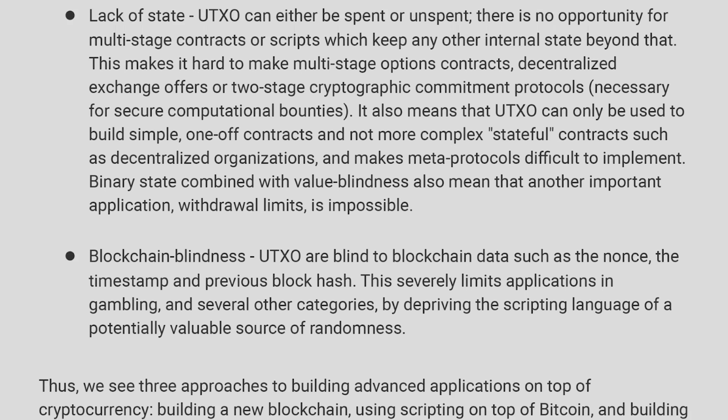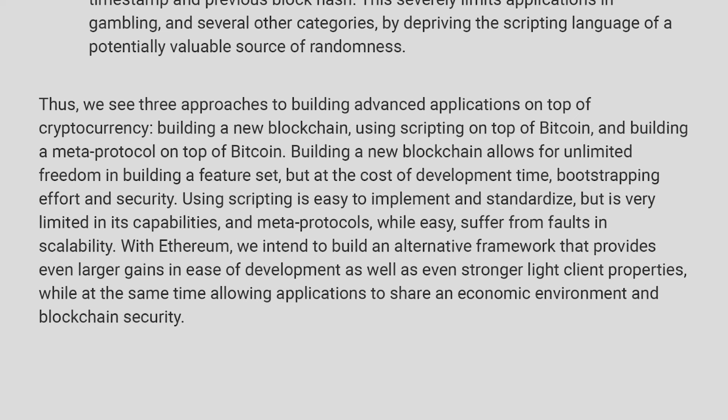Thus, we see 3 approaches to building advanced applications on top of cryptocurrency: building a new blockchain, using scripting on top of Bitcoin, and building a meta protocol on top of Bitcoin. Building a new blockchain allows for unlimited freedom in building a feature set, but at the cost of development time, bootstrapping effort, and security. Using scripting is easy to implement and standardize, but is very limited in its capabilities, and meta protocols, while easy, suffer from faults in scalability.